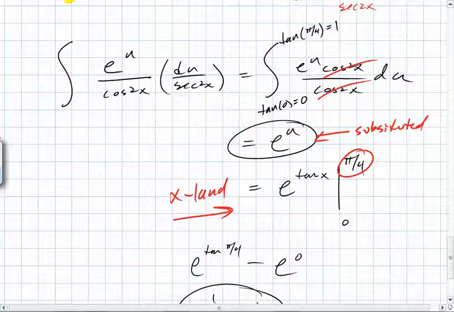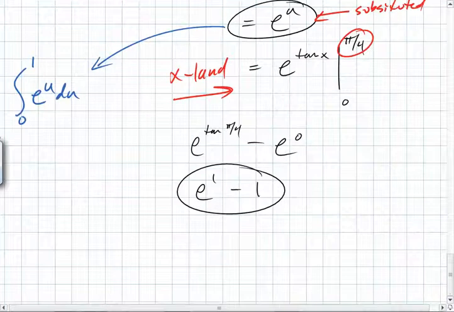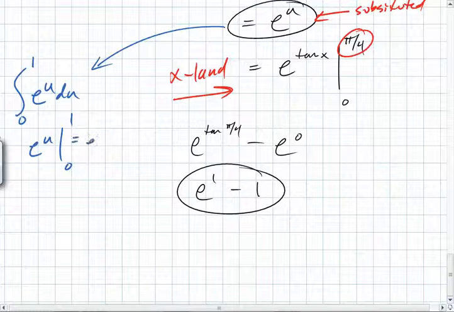Right here, this is the same as integrating from, what's tangent of 0? 0. What's tangent of pi over 4? 1 of e to the u du. What's the answer to this? Integrate this. What's the integral of e to the u? e to the u from 0 to 1 is e to the first minus e to the 0. Is it the same answer? Yeah, it's the same answer.